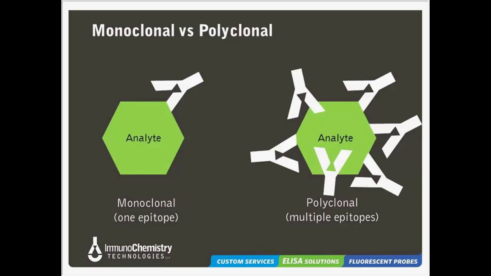So there is a downside to polys, but if you've got a good freezer and you store them correctly, they're every bit as good as monos, other than the fact that if you're going to use a sandwich assay, you might want to use a monoclonal on the plate as a capture antibody, because it is going to be the most specific and less likely to cross-react with some other non-analyte in your sample. So the monoclonals give you the comfort zone of being very specific.